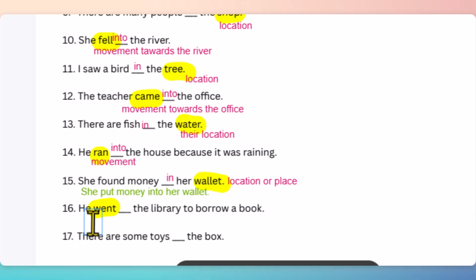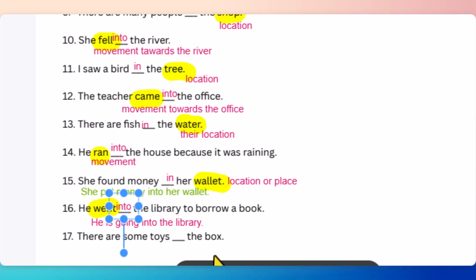So let us say the person, he is going into the library. So he is going to the library to borrow a book. So what is our answer going to be? So remember, movement means into. So we use into. Let us go to number 17.